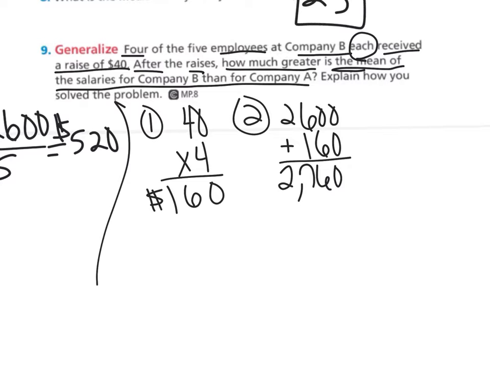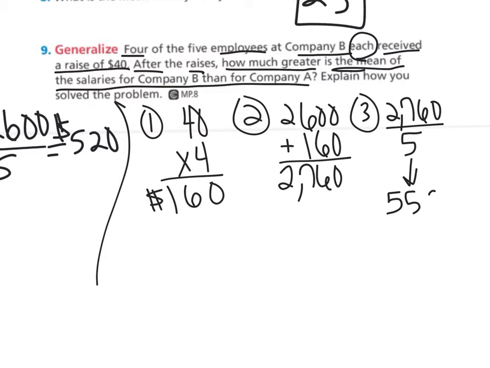And then we would divide that by 5 because it's still 5 people. Okay, that should increase our mean a little bit. So divide that out. It is $552. Okay, so $552.